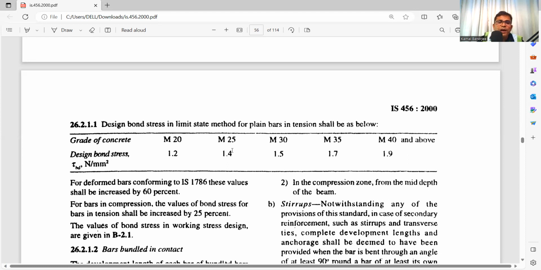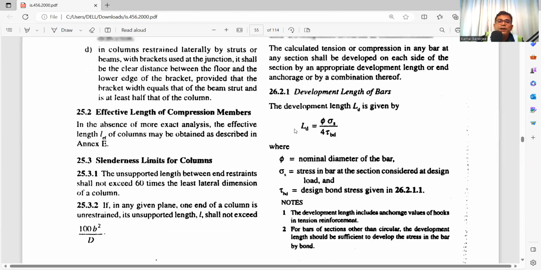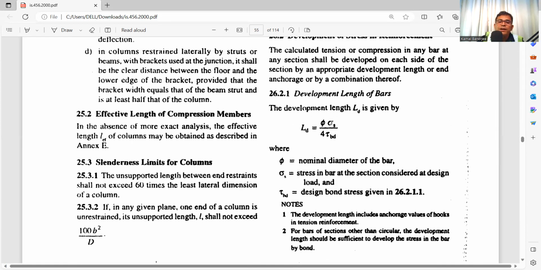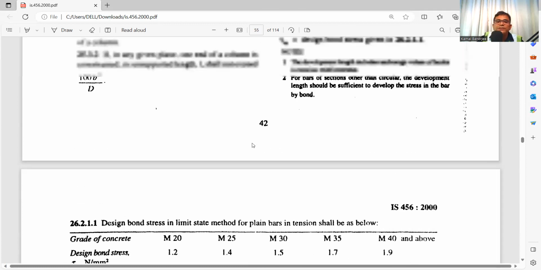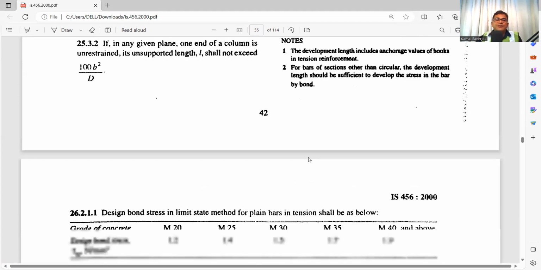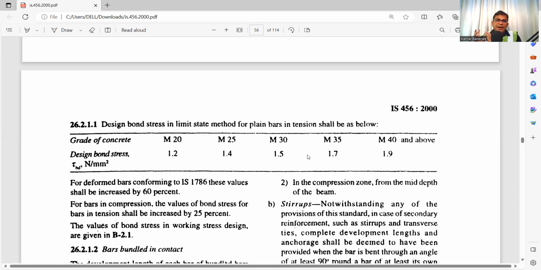Now suppose we are making M25 grade of concrete, we are using plain bars, and the bar is in the tension member. So it is considered to be 1.4. So here LD will be phi, say 20, sigma s will be, suppose, 415, so 20 into 415, divided by 4 tau BD, which is 1.4 in our case. So this is the plain bar in the tension member, which we can find out easily.